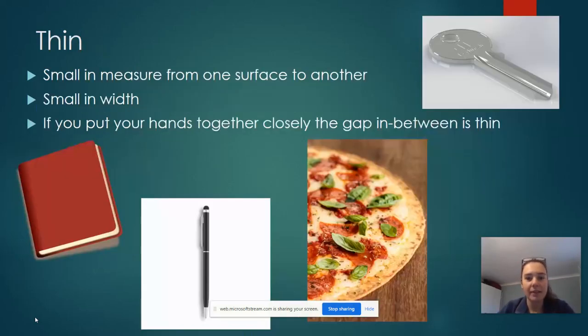Now, the opposite to this is thin, okay? It's really thin, and it might be quite tricky to see. Now, thin is a measure from one surface to another. And it could be small in width, so it's opposite to wide. Now, if you put your hands really close together, the gap in between them is really thin. So you might have a really thin book, or a piece of paper is really thin. Or you could have a thin pencil.